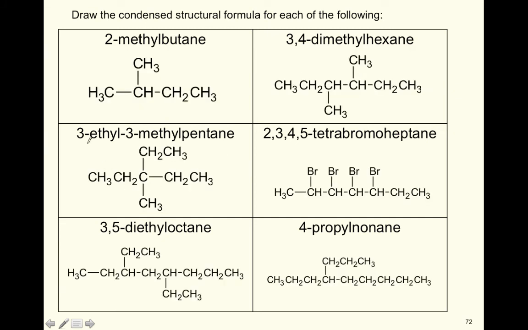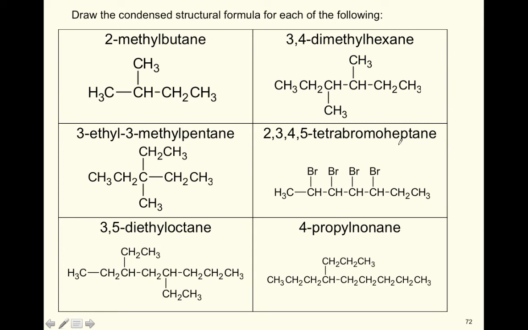So here's the new stuff. 3-ethyl, 3-methyl pentane. So you should have 1, 2, 3, 4, 5 carbons in a row. And my ethyl and methyl live on the same carbon. I could have put my methyl on the top or my ethyl on the top. It doesn't matter. All right, 2, 3, 4, 5.